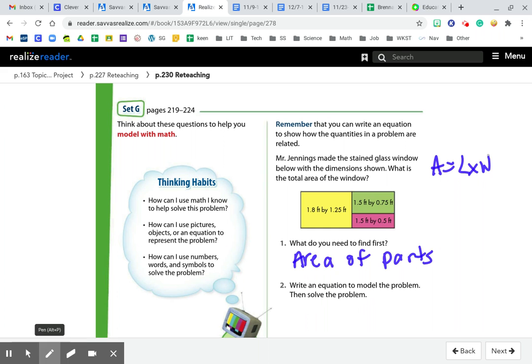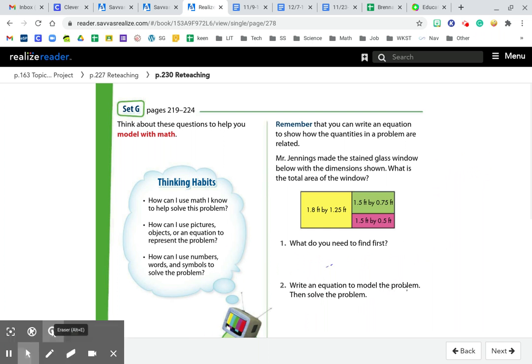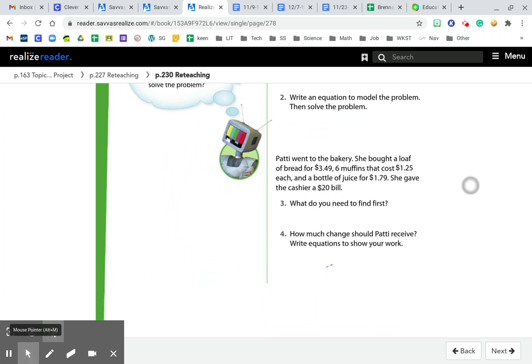All right, I'm going to actually move my board up a little bit here so we don't have to keep moving. Let's get us up here.